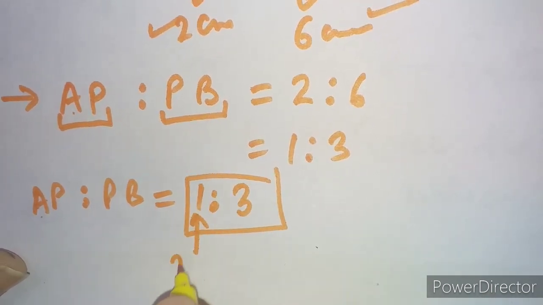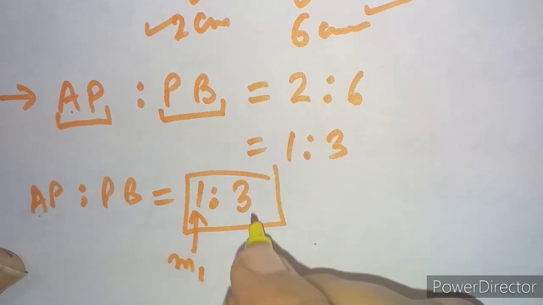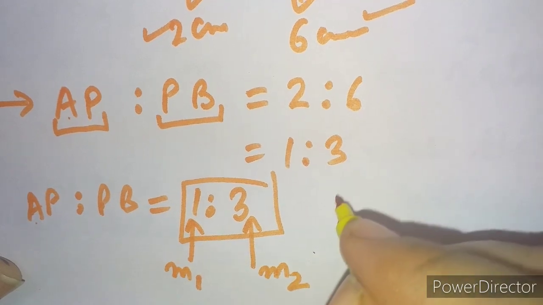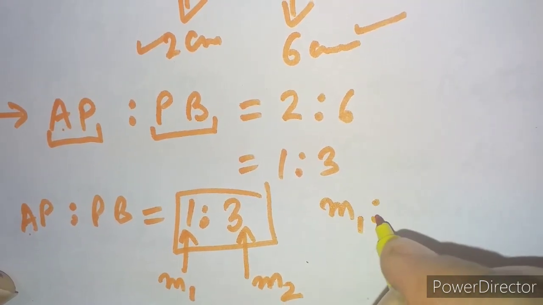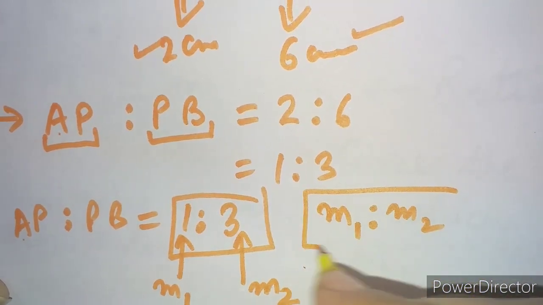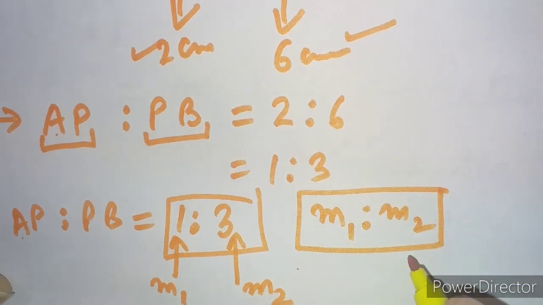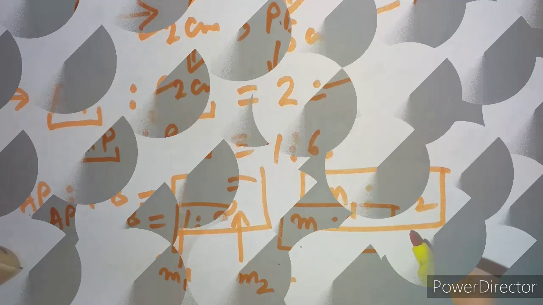For the first part of the ratio we write M1, and for the second part of the ratio we always write M2. So there will be a ratio like this, M1 ratio M2. Okay, and I hope now the concept of ratio should be clear to you, right?